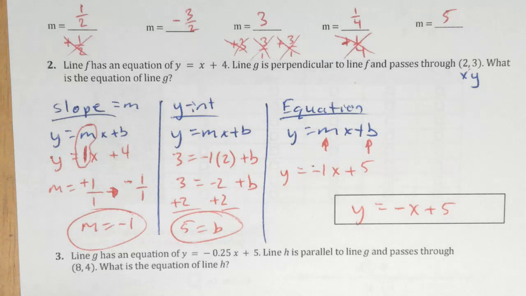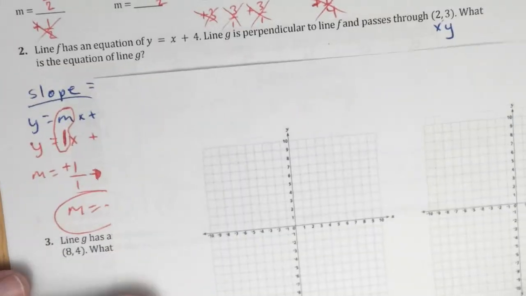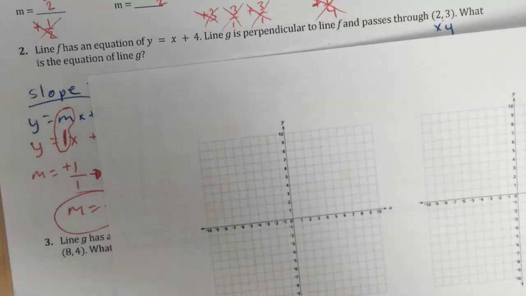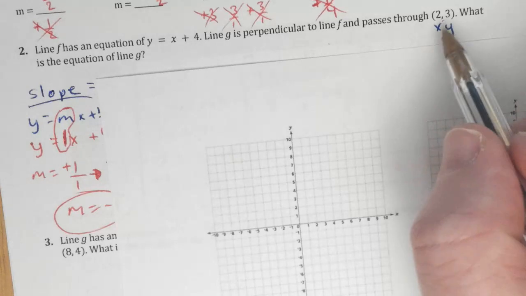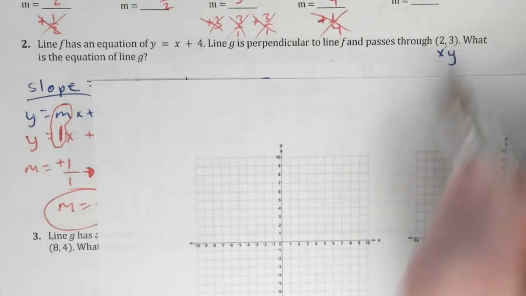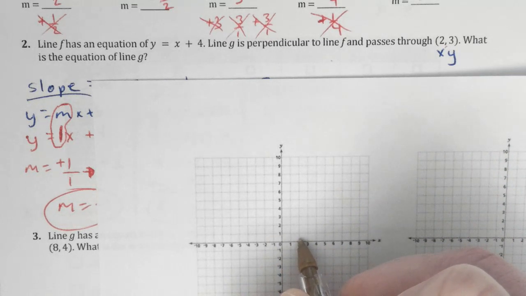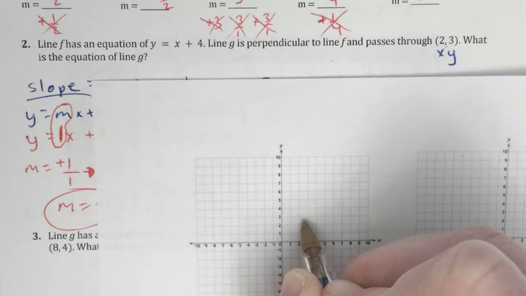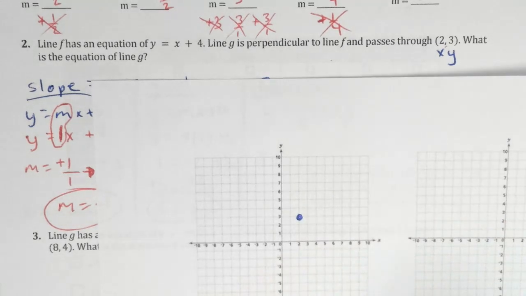A second way of how to do this is by using a graph. Just use a graph. That's pretty nice. So let's start with this. At this moment, we know for a fact that we are going to hit this point, 2, 3. We know for a fact that we're going to hit this point.